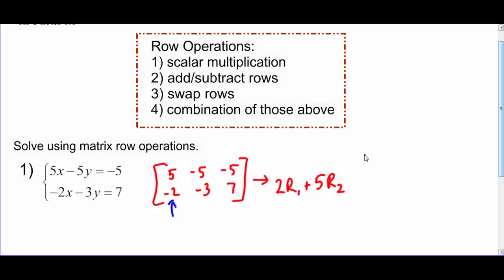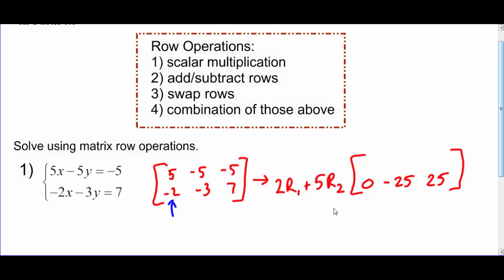So I'm going to rewrite that second row. We'll come back to the first row in a second. I'm going to do 2 row 1s plus 5 row 2s. That's 10 minus 10, so that would be 0. That's what we're looking for right there. 2 row 1s would give us negative 10. 5 times negative 3 is negative 15, so that's giving us a negative 25. And then negative 10 plus 35 is, of course, 25.